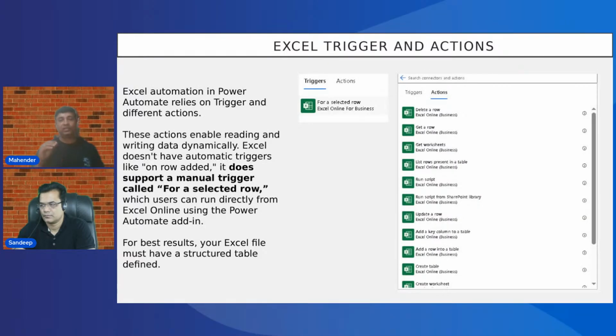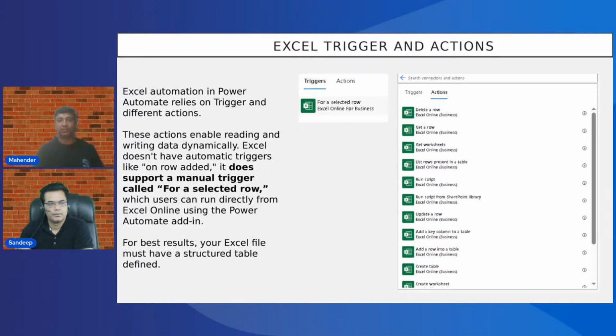Now let's see what triggers and actions are available if we want to utilize the Excel connector in Power Automate. We can see here that we basically do not have many triggers specifically from the Excel side.